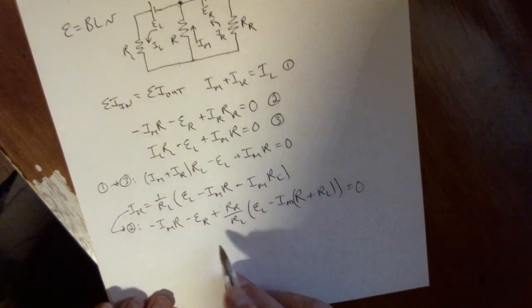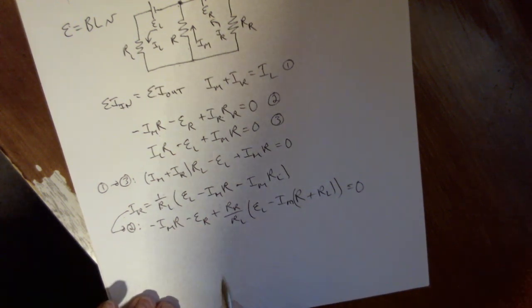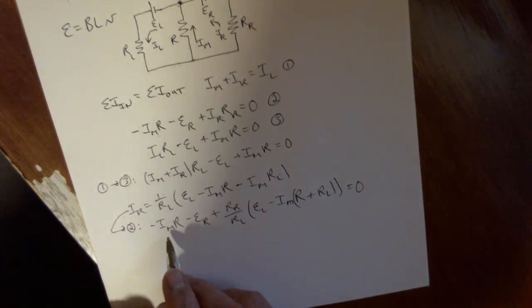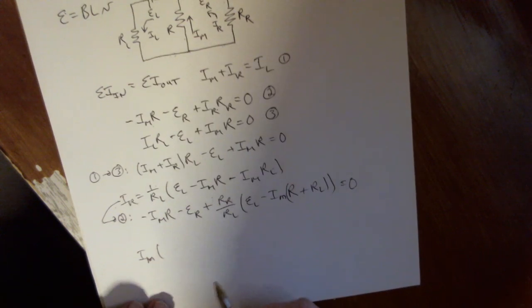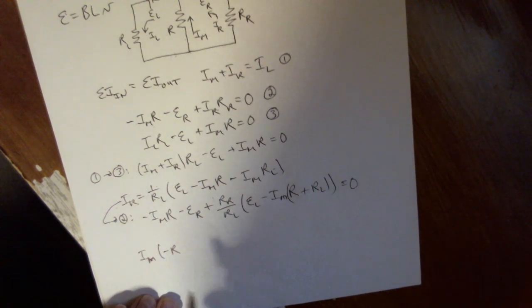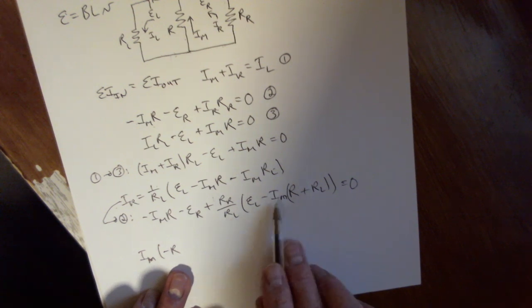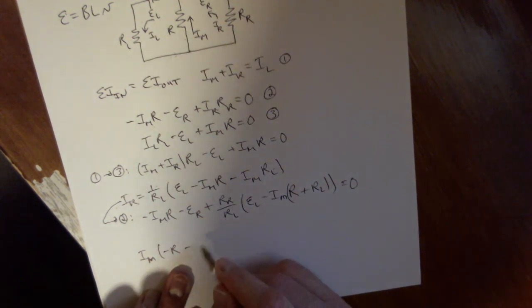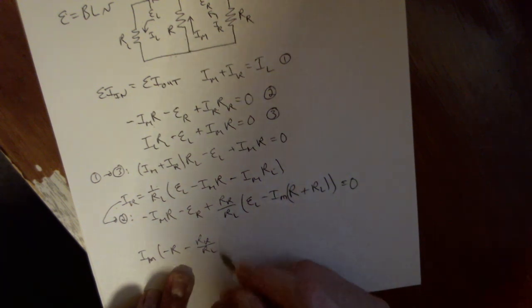And so I wind up with, I want to get I middle by itself, so I'll move everything else to the right. So I wind up with I middle times, it's a good thing to write legibly so you know what you've written later. I middle times minus R, and then RR over RL times a minus, so minus RR over RL. I'm doing this a little bit fast, so times R plus RL.